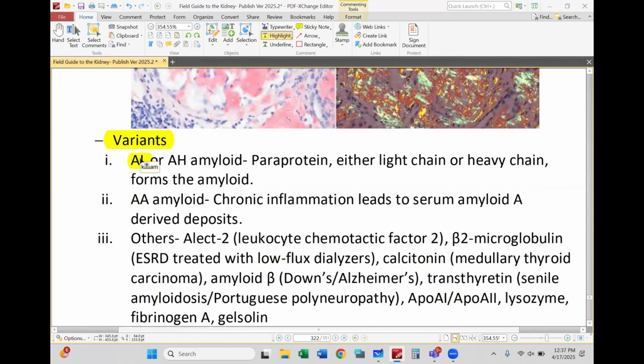AL amyloid is really the most common form of amyloidosis that we encounter. Of course, this is derived from a paraprotein. There have been much less common occurrences of heavy chain associated amyloid. Again, it's typically AL amyloid, the more common. Of course, we recognize another main category of amyloidosis that derives from chronic inflammation. This serum amyloid protein can create these abnormal deposits of protein.